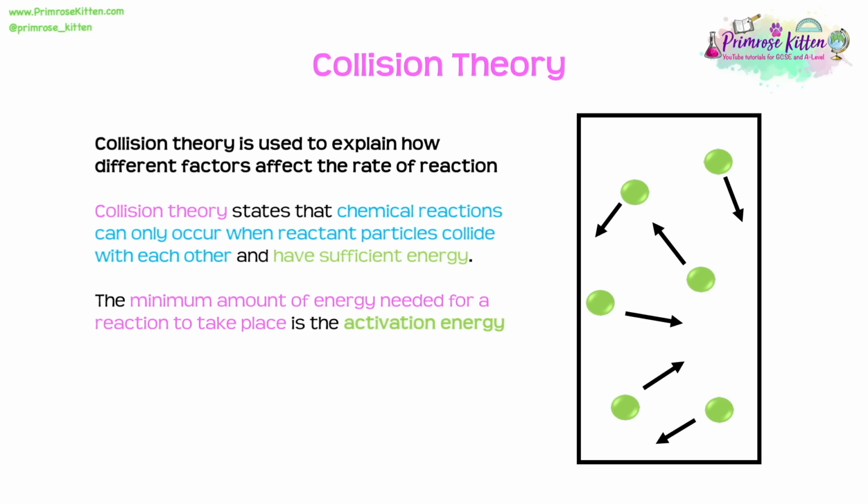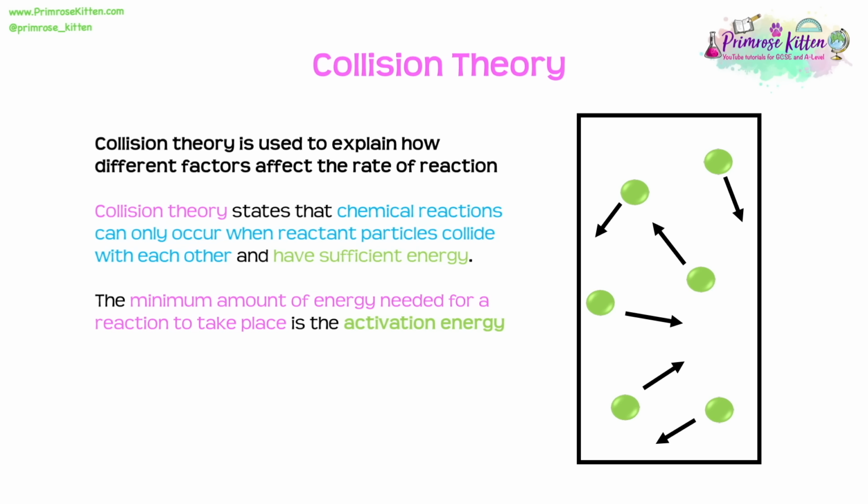Before we look at all those individual factors, let's have a think about collision theory, because we're going to need to describe how those factors affect the rate of reaction in terms of something called collision theory. Now, collision theory is what we use to explain how different factors affect the rate of a reaction.